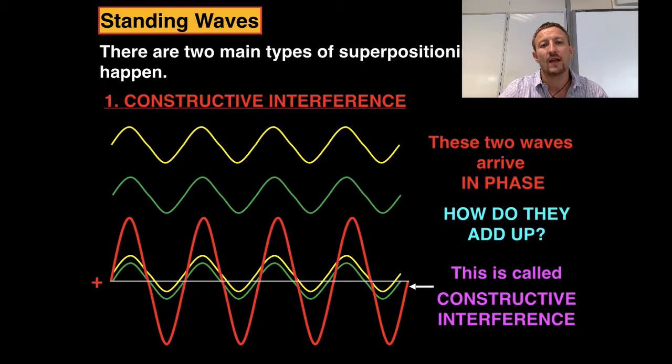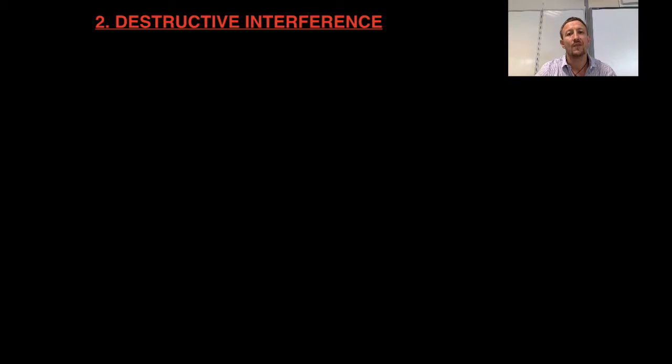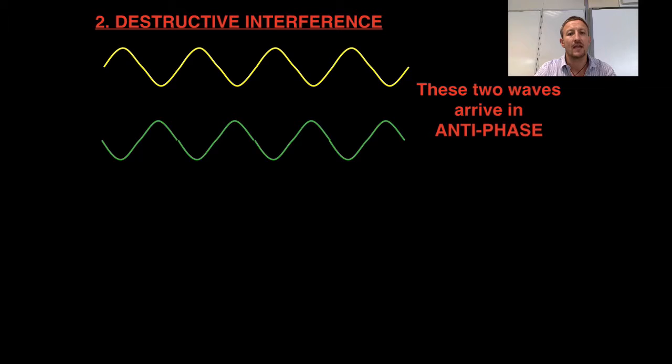Okay, so what happens when they're not in phase? Well, then we get what we call destructive interference. The two waves interfere with each other to actually bring the amplitude down. All right, so let's give an example. So here I've got my two waves. I've got my yellow wave coming in from the left. I've got my green wave coming in from the right.